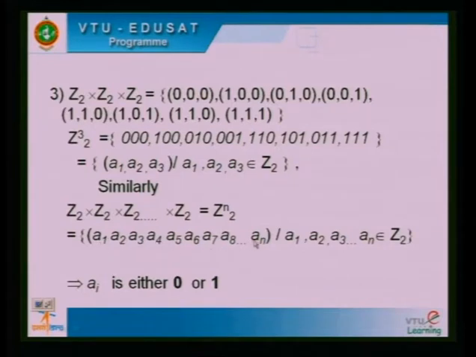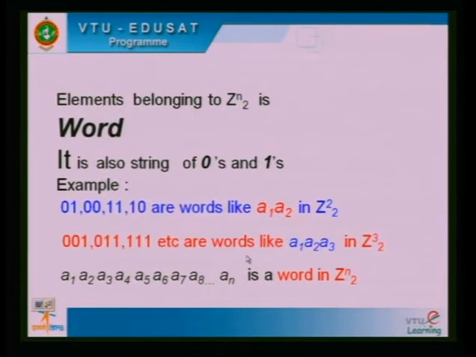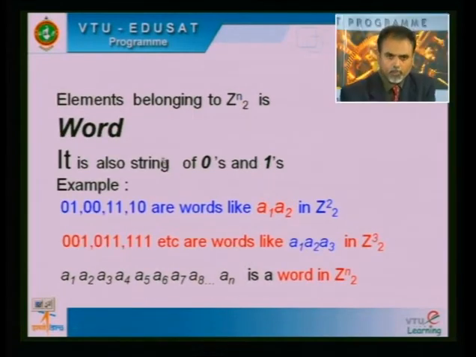of a string of length n, or it is written as (a1, a2, a3, ..., an), interchangeably these two are written, each of them belongs to Z2, meaning either they are 0 or 1, that is, ai is either 0 or 1. Now let us give the focus to the word. The definition of a word is any element belonging to any Z2 to the power n, it is Z2 to the power 2, Z2 to the power 3, these are all known as words.